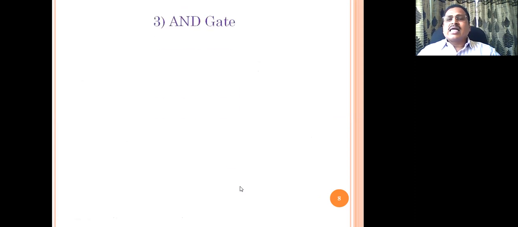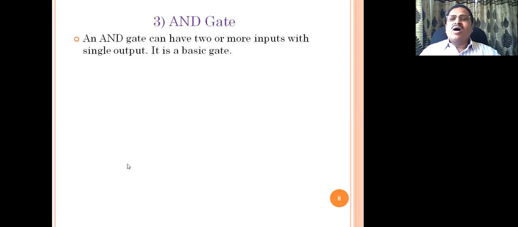Then the third type of logic gate here is the AND gate. Like the OR gate, the AND gate also has either two or more inputs with only one single output. It is another basic logic gate, the third one.